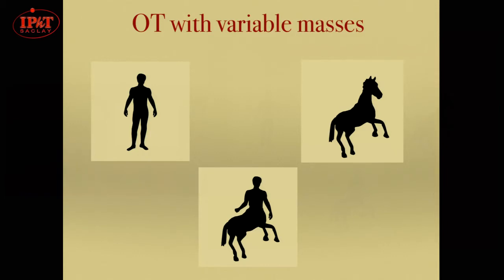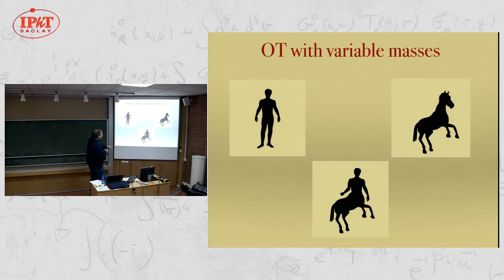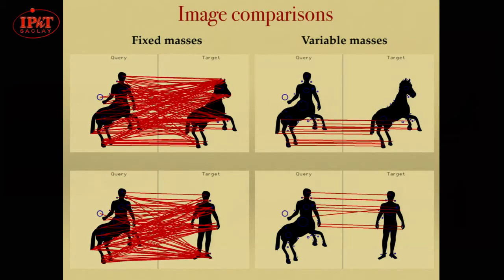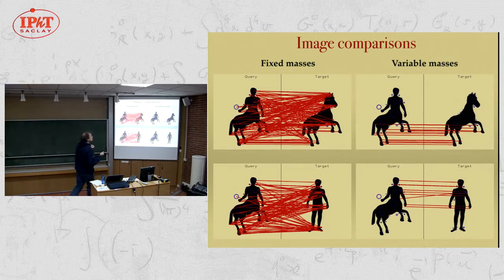I started with images, so let me go back to images. Here, a man, a horse, and a centaur. Compare those images with the technique I described before. Do it with fixed mass, and it's going to find ways to align those masses in a way that makes sense. Just tell it to let the mass vary, and this is what's going to happen. You're going to find that the centaur and the horse are going to match mostly in this region, while the centaur and the human are going to match mainly in that region.